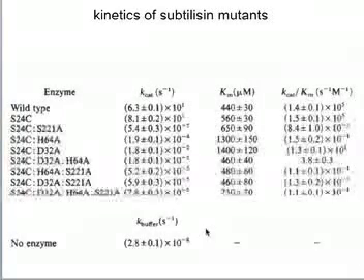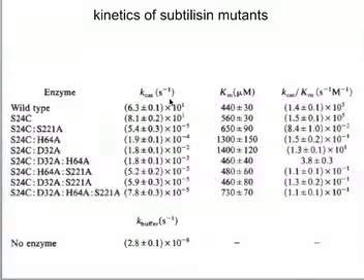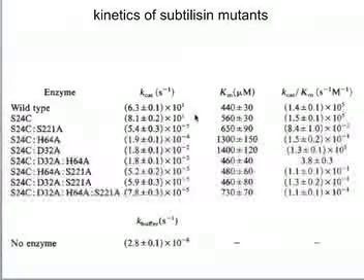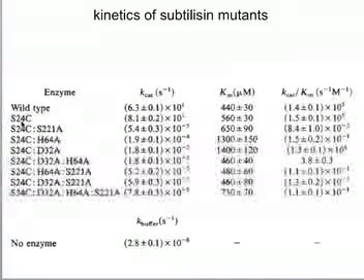Again, this should be some review, but the bottom line is that the wild type has a catalytic rate of 6 times 10 to the 1 per second, and when we add a cysteine to aid in purification, that's what this S24C is, we don't really affect the rate very much. We wouldn't expect it to. We're not making a substitution in the active site.